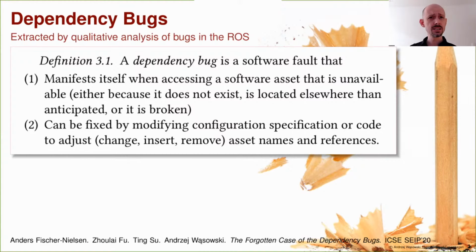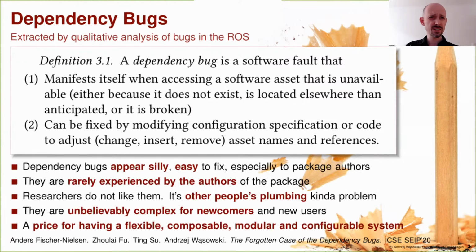So dependency bugs, as Andrzej is telling us, are silly, right? Easy to fix. If you're a package author, you see the error message, oh God, I forgot to release boost in run dependencies, right? Also, they are rarely experienced by the authors of the package because things usually are configured correctly on their machines. I asked once one of our colleagues in the community about this problem, and they said, oh, that's something researchers don't really like to work on. This is other people's plumbing problem. You don't get to fame working on that.